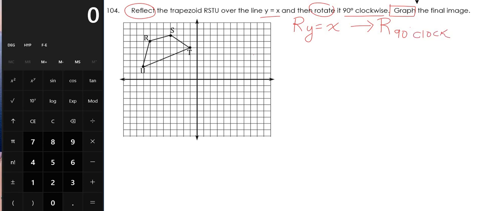Okay, let's get started. Now, I'm going to use the rule to reflect over the line y equals x. The rule says you're going to take your x and y coordinate, and just like it states y equals x, you're going to switch places. You're going to have your y and your x values switch places. So it's going to become y, comma, x. All right. I'm going to take a moment now. I'm going to write down all 4 coordinates for R, S, T, and U.